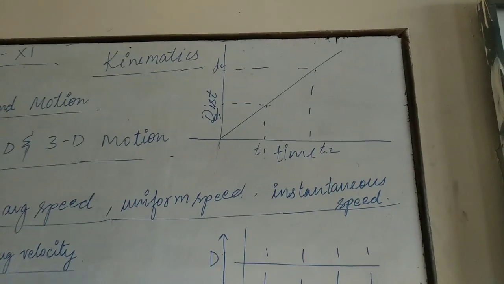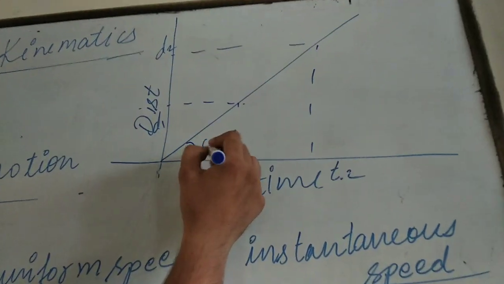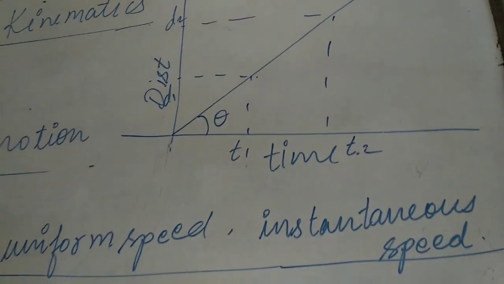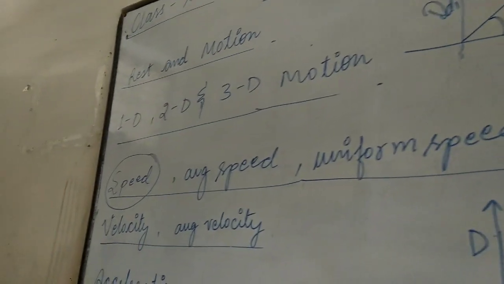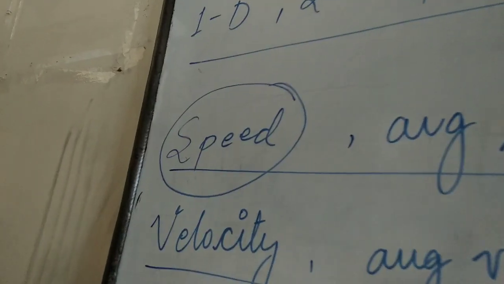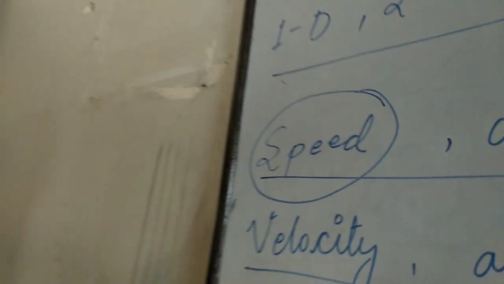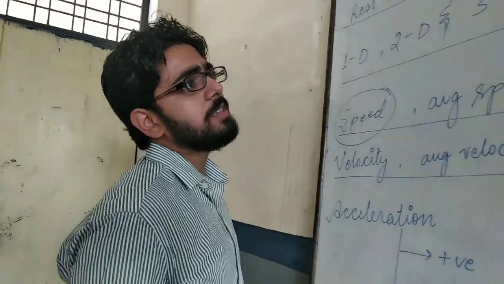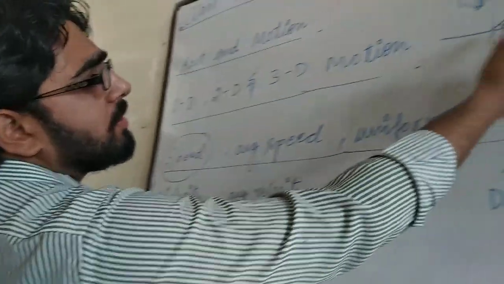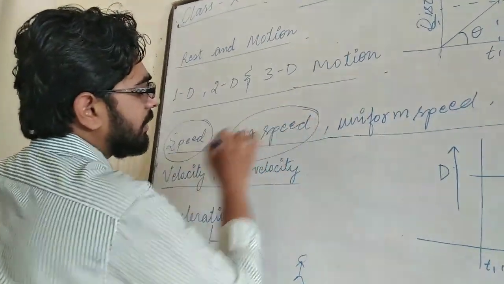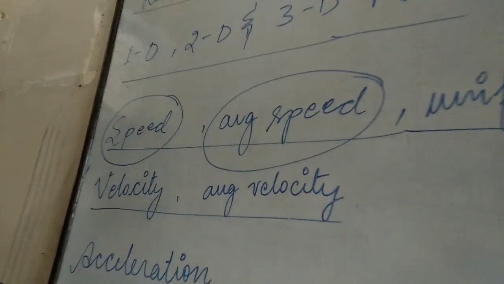One more thing. In the d-t graph, the slope of the graph gives the speed. What does speed mean? Speed means distance upon time, as we all know. A very simple term. In earlier classes also we have studied speed many times. Speed is distance upon time, that is the slope of the d-t graph.